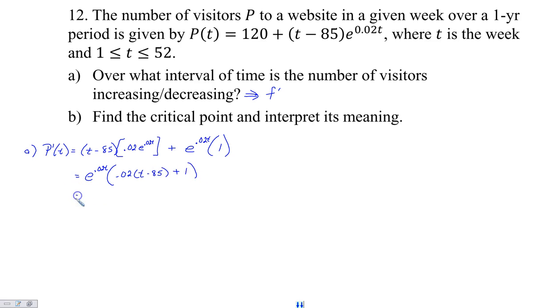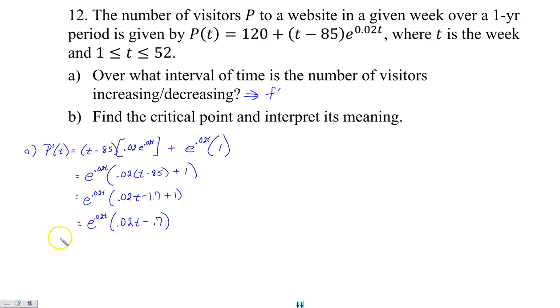And we're going to clean this up just a little bit more. So 0.02t minus, and we're going to use our calculator to multiply that through, and we get minus 1.7 plus 1. Cleaning up one more time. I know this is a very messy derivative, but it's kind of a real-life application. So 0.02t minus 7/10 or 0.7.